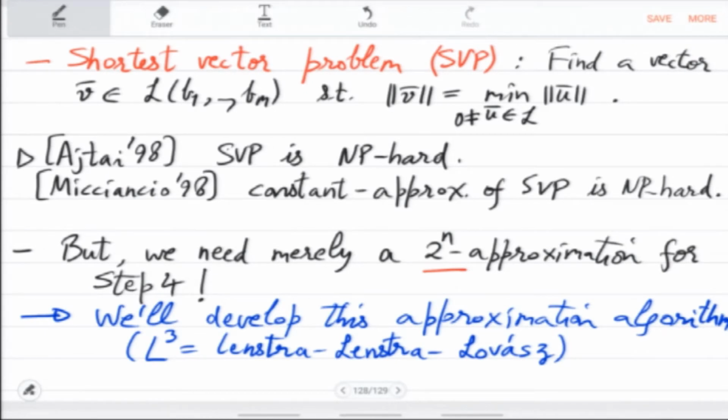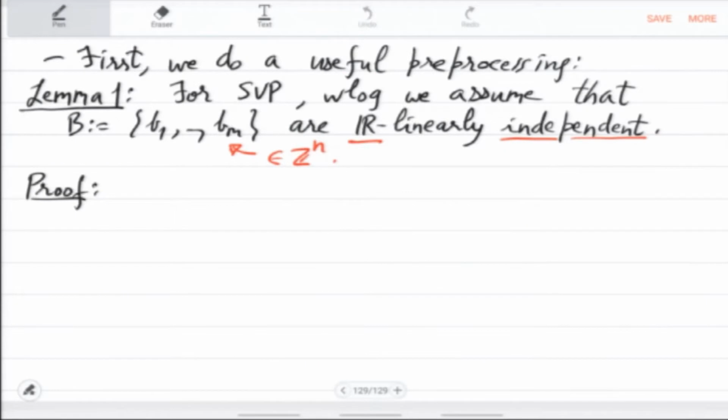SVP would be a stronger question. You want a shortest vector in the lattice spanned by the vectors b1 to bm, but that is hard. So instead we will find an approximate shortest vector. This approximation algorithm is due to Lenstra, Lenstra, Lovász, the L cube algorithm, from the 80s. It was a breakthrough result and is applied in many places, as we will see later. It started with integral polynomial factoring.